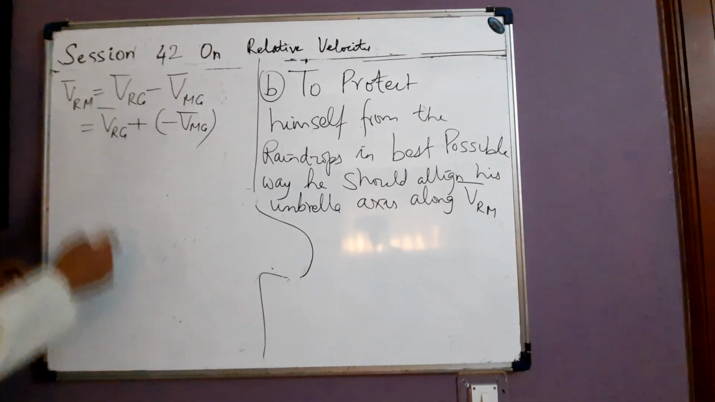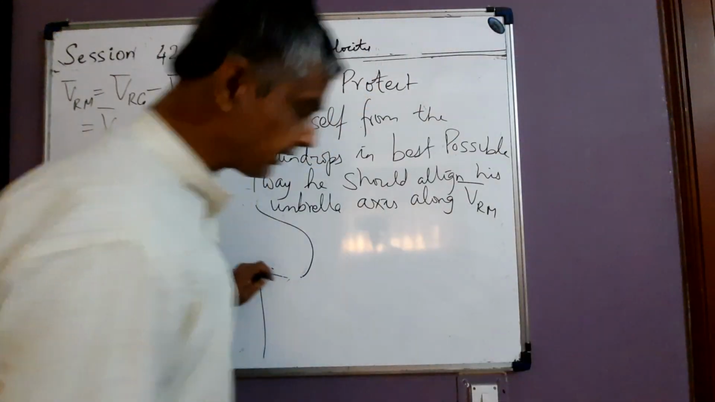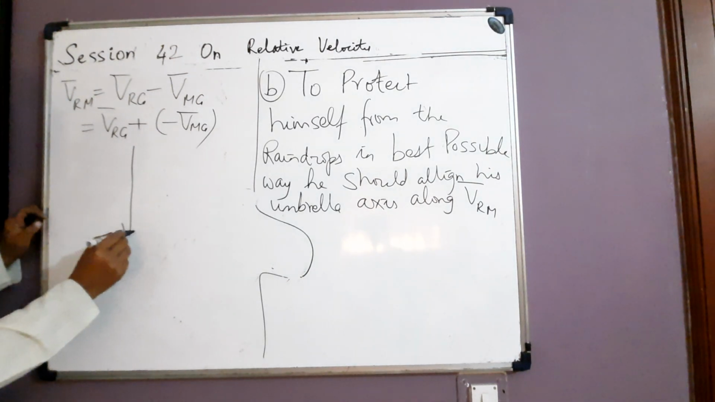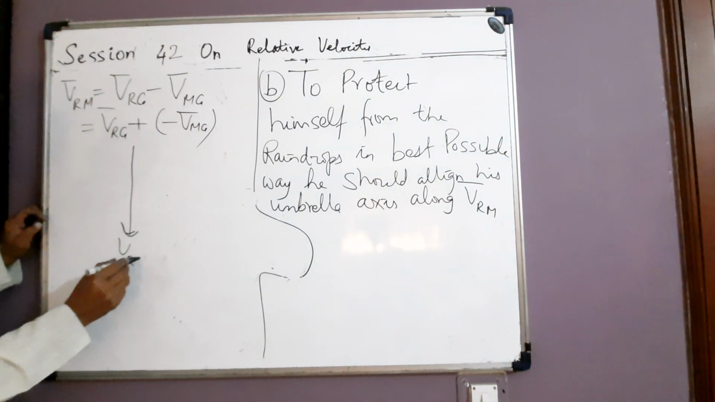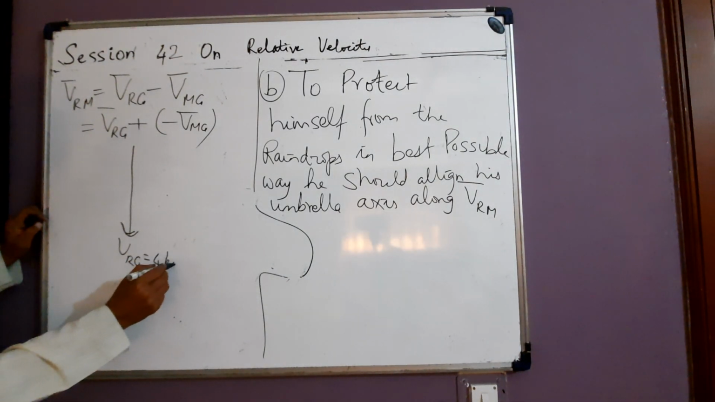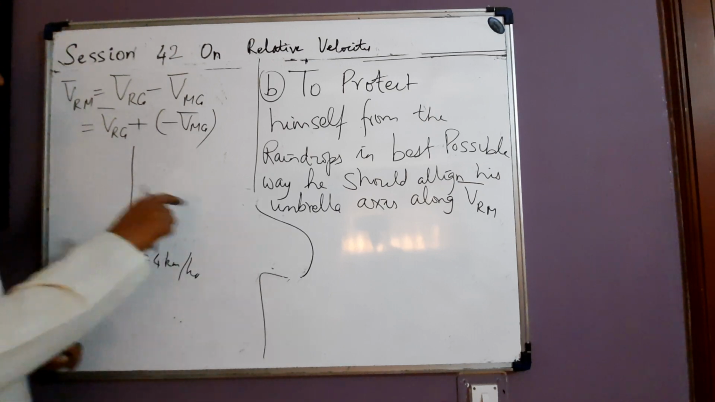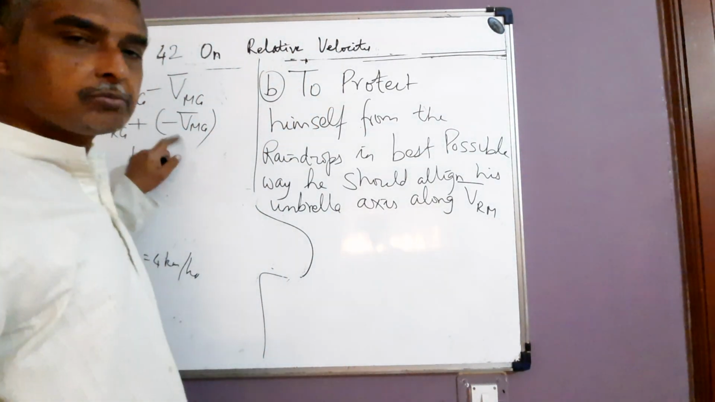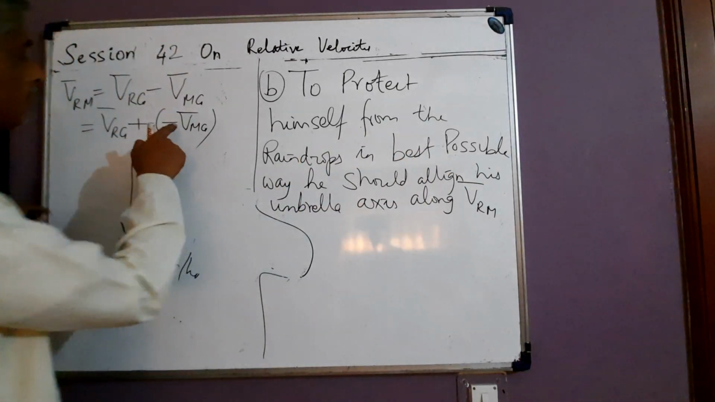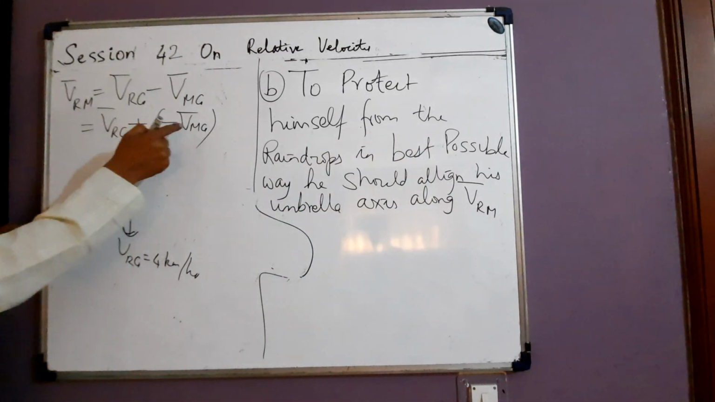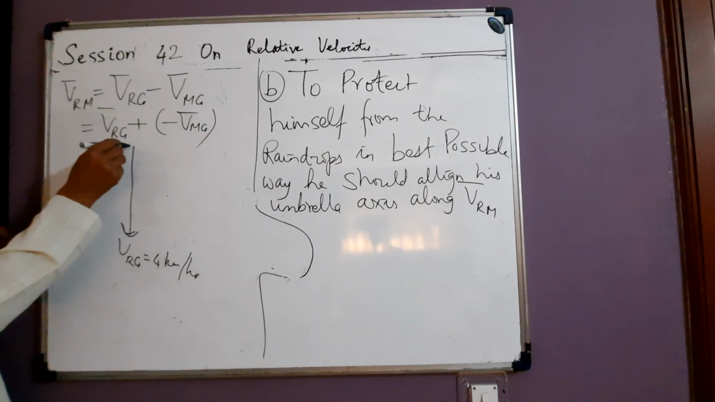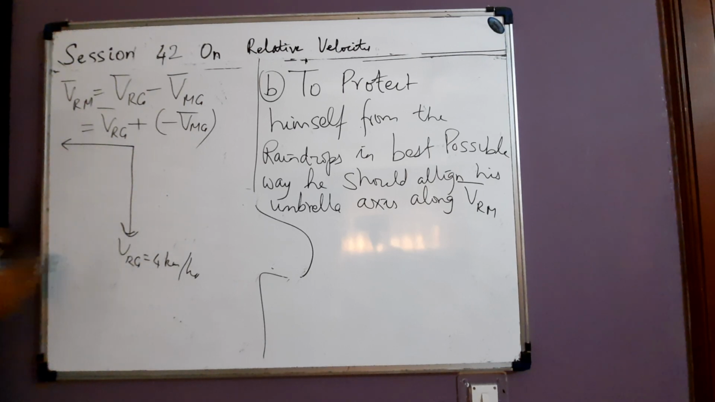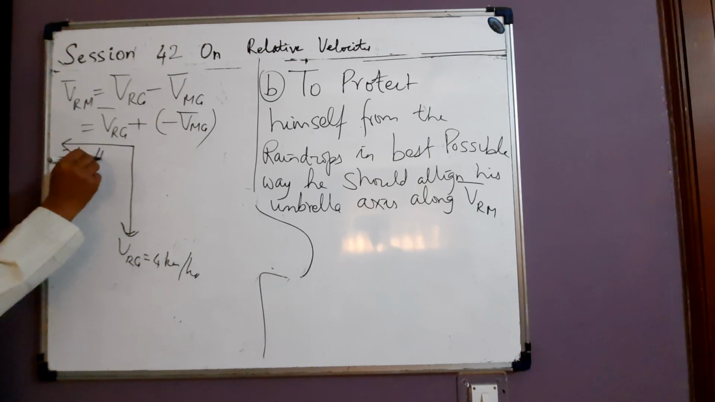Now VRG is what? 4 km per hour in downward direction. This is the arrow for VRG. This is VRG 4 km per hour. VMG is 3 km per hour rightward. So minus VMG, that is reverse of VMG, is 3 km per hour leftward. We have to add vectorially these two vectors. So we shift the tail of this so that the tails of these two vectors coincide. This is the vector minus VMG. This is also 3 km per hour.